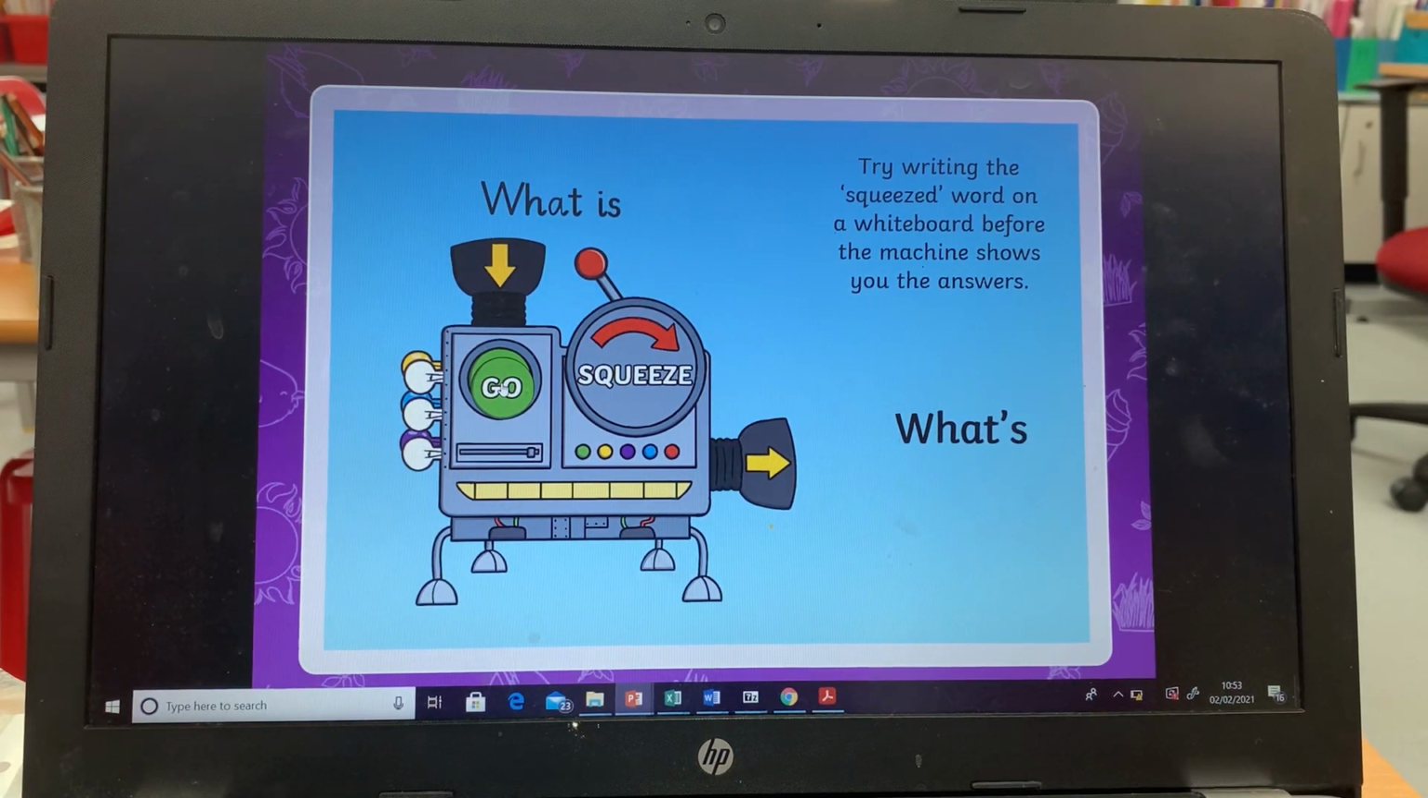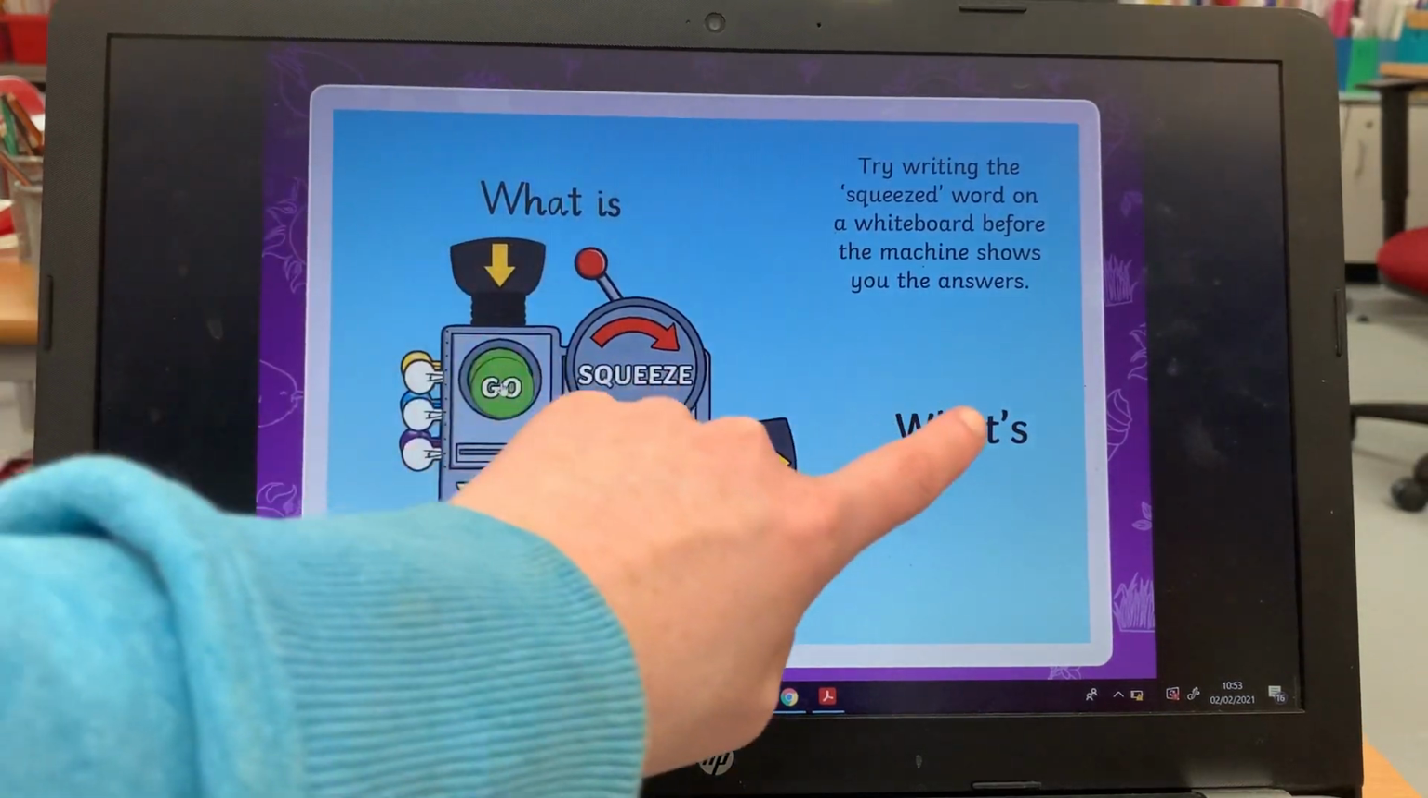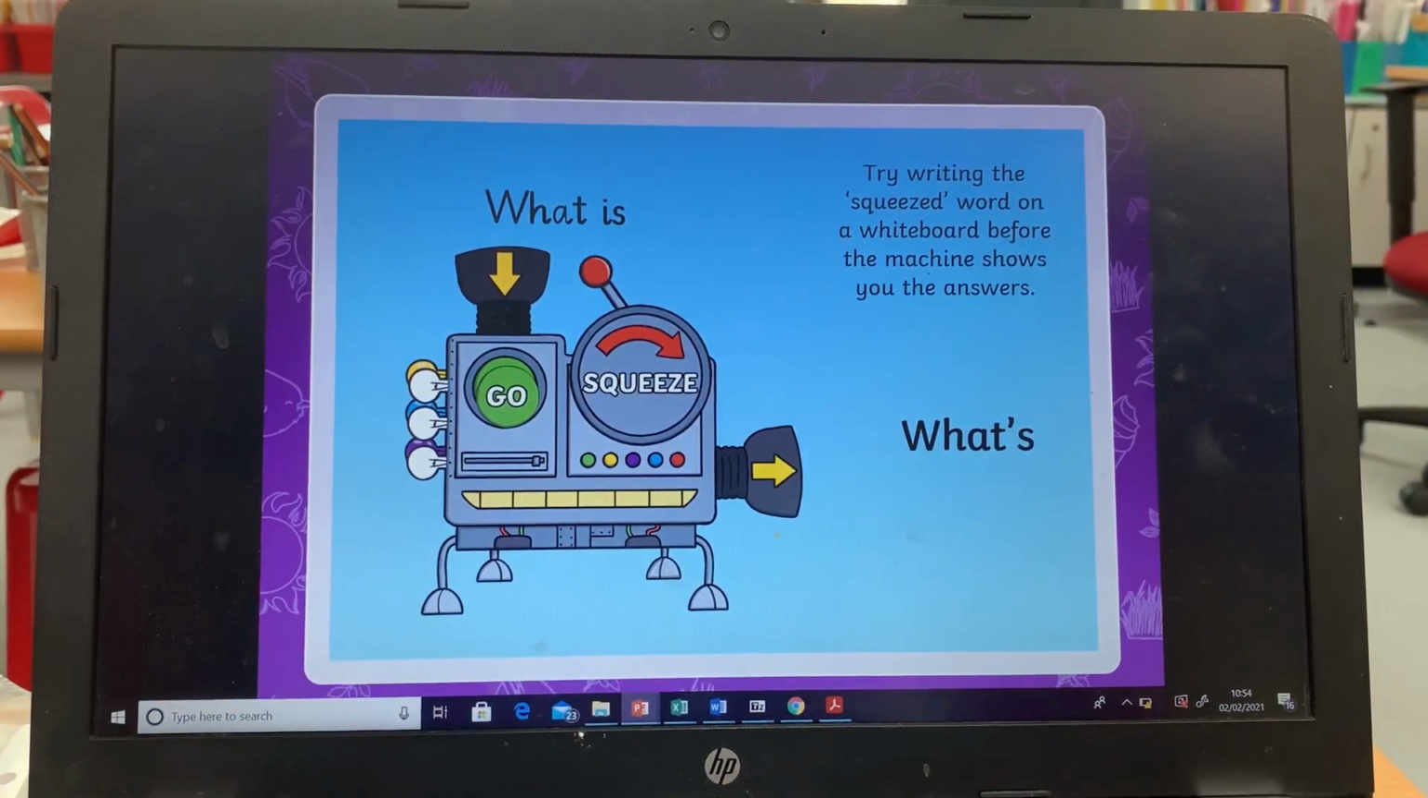What is becomes what's. So instead of saying what is the problem, you'd say what's the problem. So the I this time has been omitted. It's been taken away. The apostrophe has been put in its place. And we've got the S on the end.